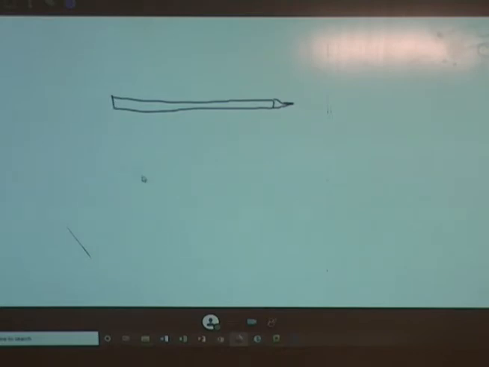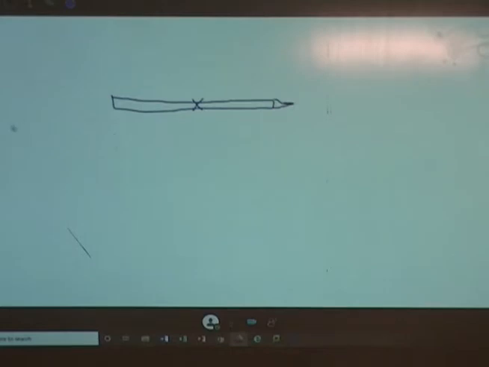Okay, so X marks the spot, right? So the center of gravity of this pencil is probably, this end is a little bit lighter than this end, so it's going to be just past the middle. It's going to be somewhere around here. Okay?